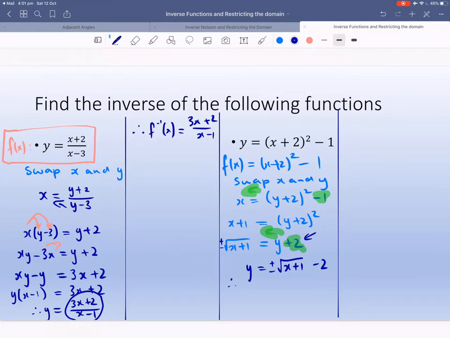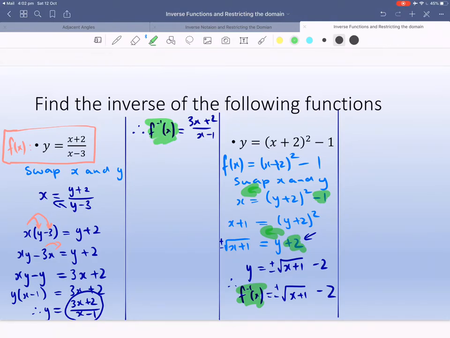Now I need to summarize this. Therefore, the inverse function will be plus or minus square root of x plus 1, minus 2. Okay. So hopefully that's not too bad. You remember, yep, I've got to swap x and y, and yep, I've got to use this function notation to indicate that that indeed is the inverse function of it all.